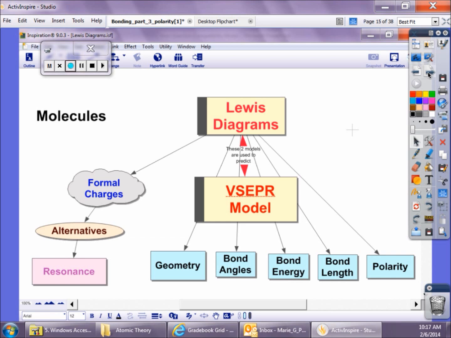So today we are going to talk about polarity. You see how everything is connected. Everything is connected. The Lewis diagram and the valence shell electron pair repulsion theory will determine the shapes, bond angle, bond energy, bond length, and polarity.